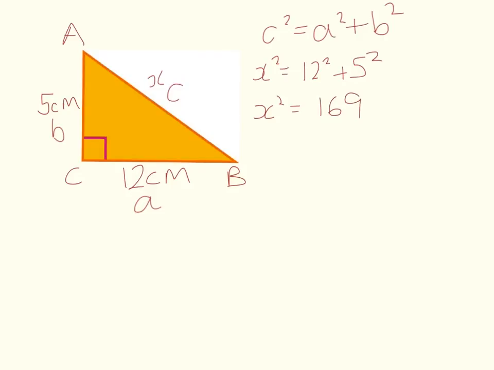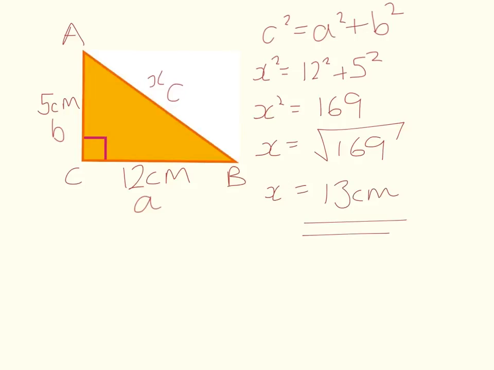So I know that x squared is 169, but as we see, we're looking to calculate x. And so to calculate x, I need to take the square root of 169. And doing so, that would give me a value of x equals 13 centimeters. So if you have a Pythagoras question and you're asked to calculate the hypotenuse, you should be adding.